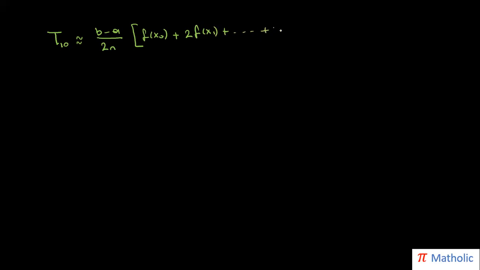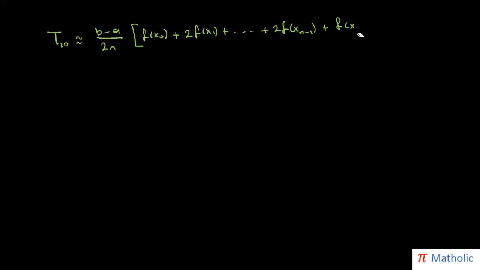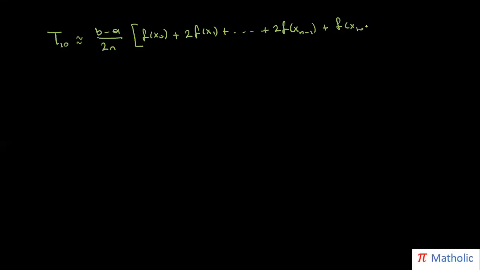until the last one. Let's write here 2f of xn minus 1. X minus 1 is 9, right, for us? Yep. Okay, let me write n minus 1 plus f of xn. Okay, we can write n. Let's erase this and rewrite 10.